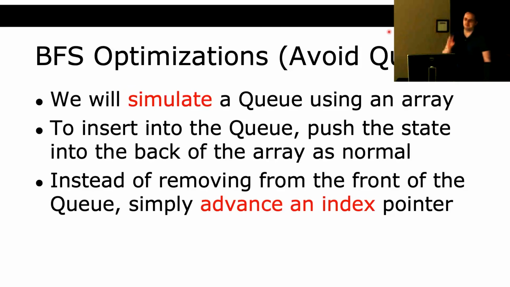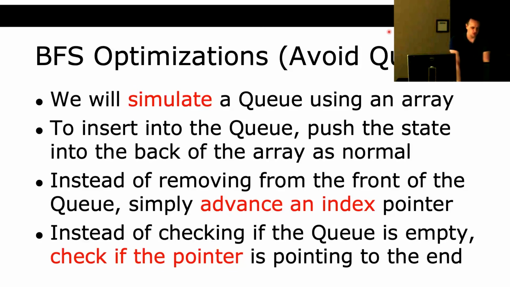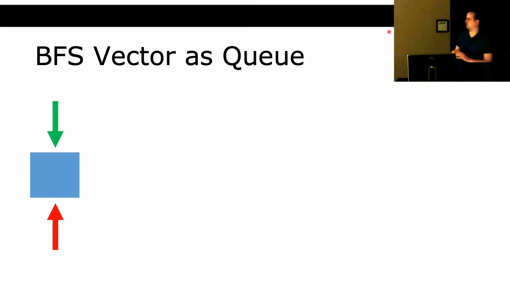However, instead of removing something from the front of the queue, we're going to create an index that points to where we think the front should be. And I have an illustrated example of this, so just give me a sec. Instead of checking if the queue is empty, we check if the pointer is pointing to the end. I think it's much easier to look at this illustrated example.